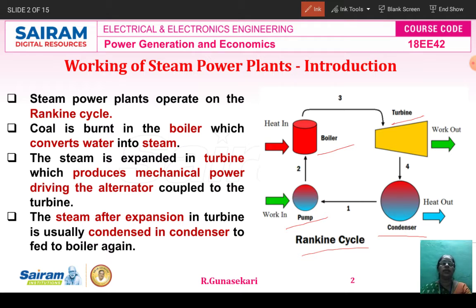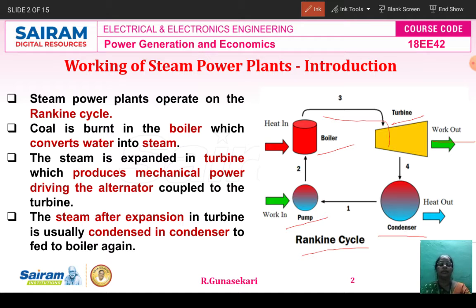First, the coal is burnt in the boiler, which converts water into steam. Then this expanded steam goes to the steam turbine, which produces mechanical power. That is the work output of the turbine. This mechanical power drives the alternator. The turbine and alternator are mechanically coupled.